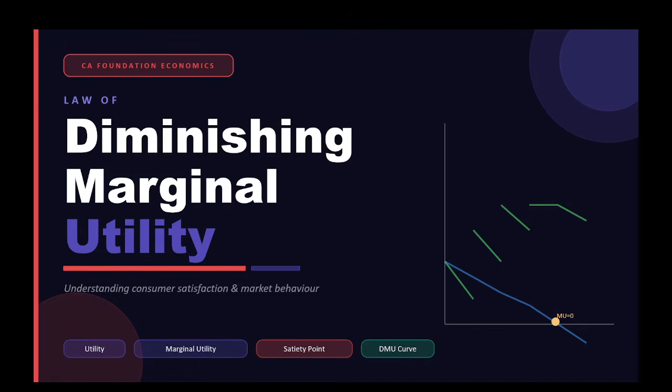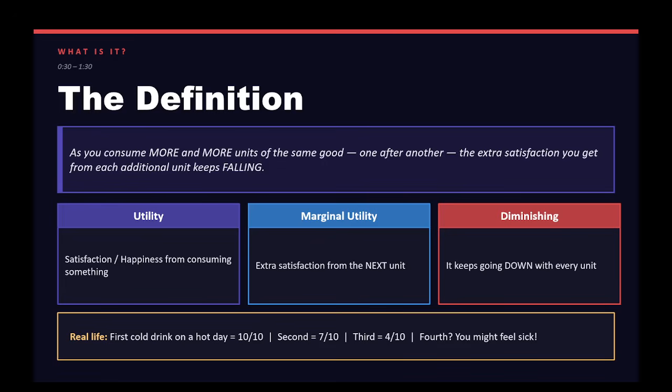So, what is law of diminishing marginal utility? Tell me honestly, the first slice of pizza, amazing, right? The second, still great. The fifth, you're basically forcing it down. That feeling, that's economics. That's the law of diminishing marginal utility, and it's going to show up in your CA Foundation exam. So, what is it?